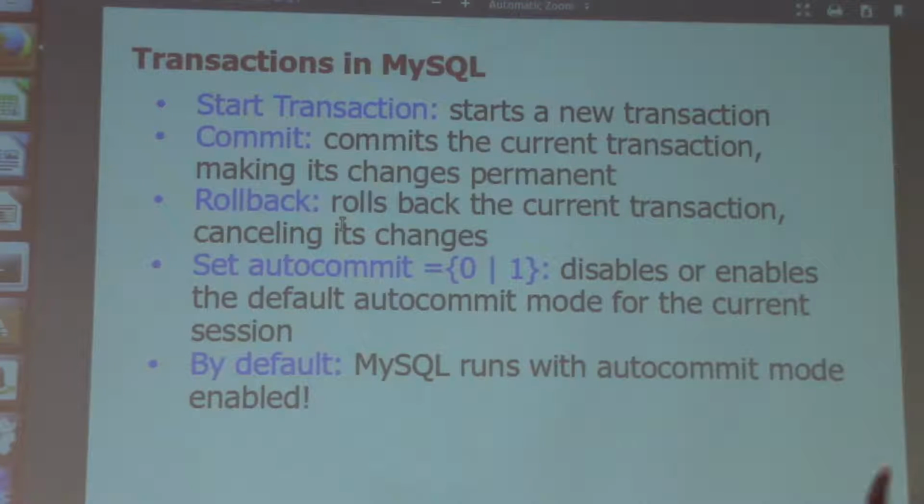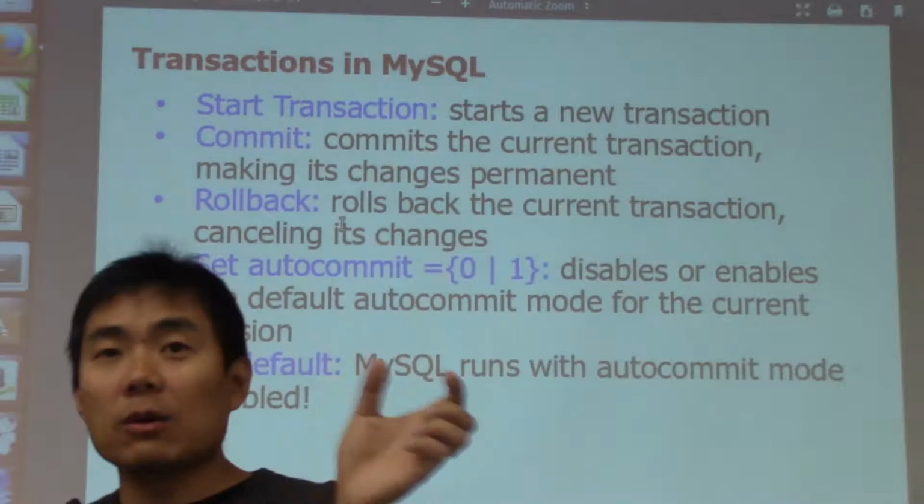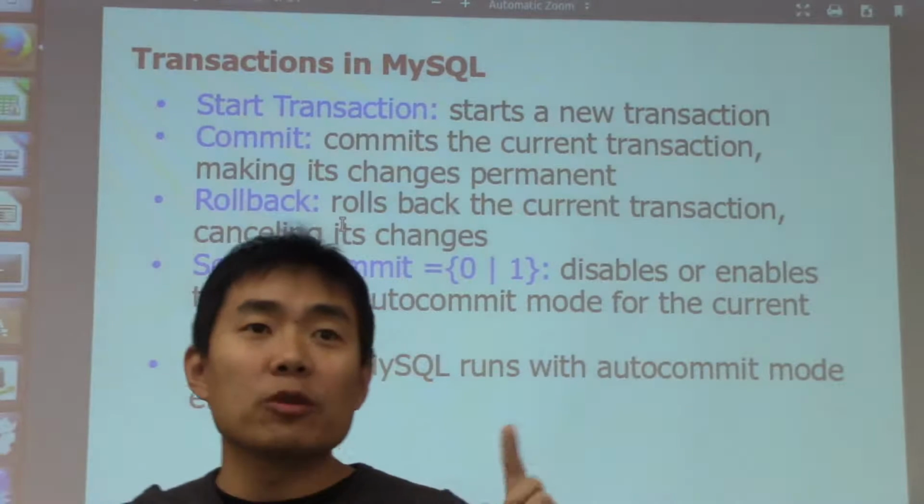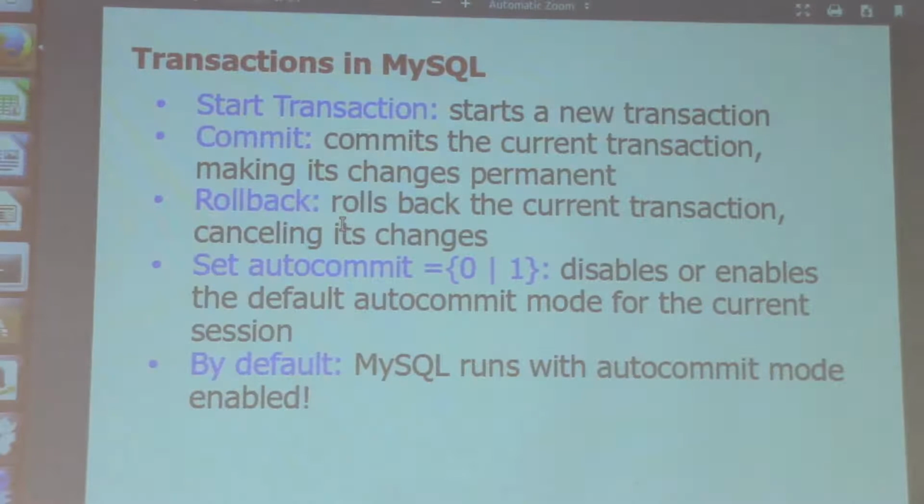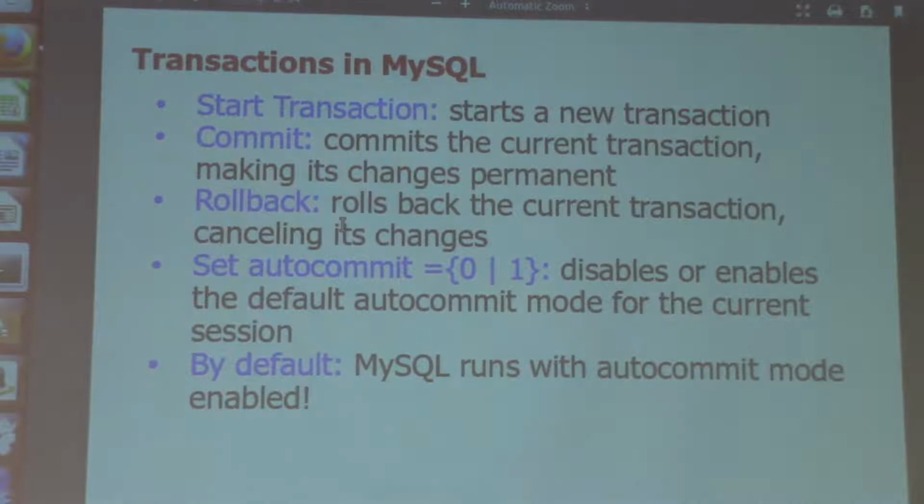What that means is that all those statements following this keyword, start transaction, are supposed to be quote-unquote atomic. Pretty much like the concept of semaphore. So a transaction is a collection of statements that's supposed to be atomic. Atomic means that either all of them get executed or none of them is executed. That's what we mean by atomic.